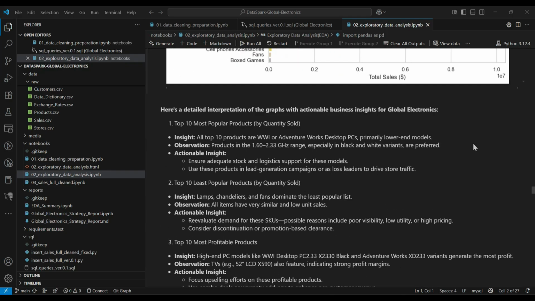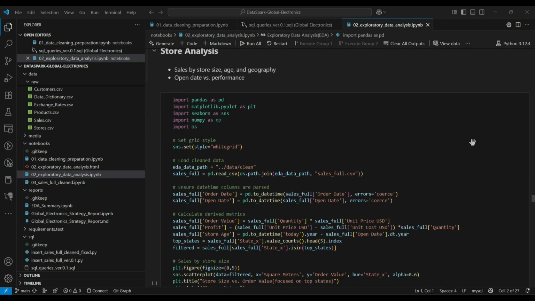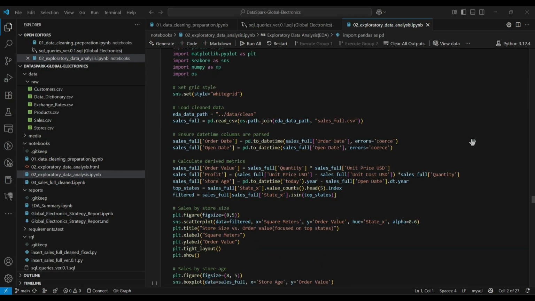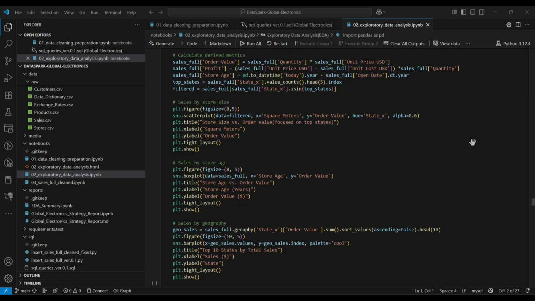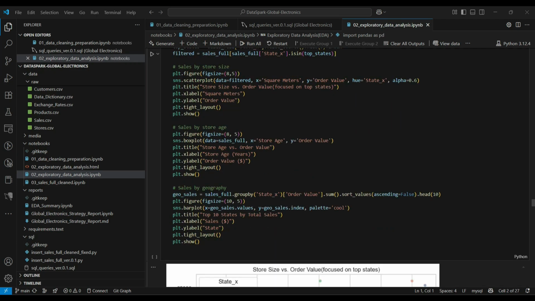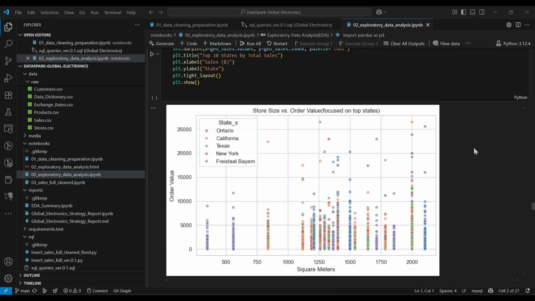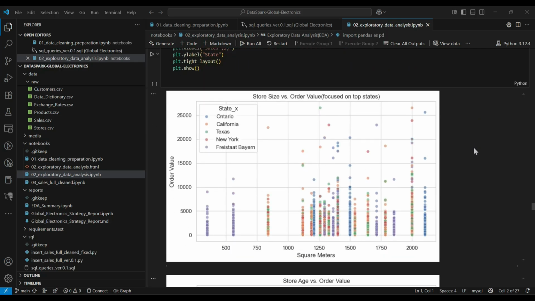Store analysis: sales by store size, age, and geography. Open date versus performance. I created visualizations to analyze sales by store size, sales by store age, and sales by geographic location. Here is an in-depth interpretation of the store-related analysis based on the three plots: store size versus order value, colored by top states.